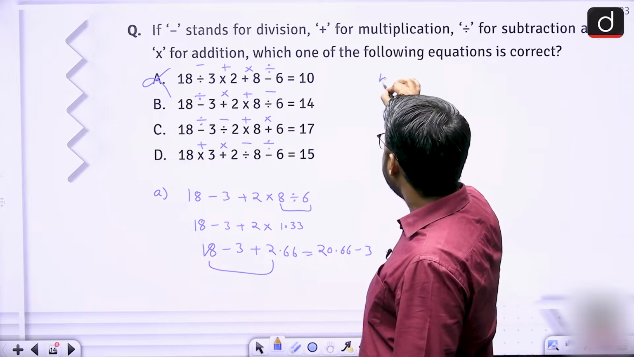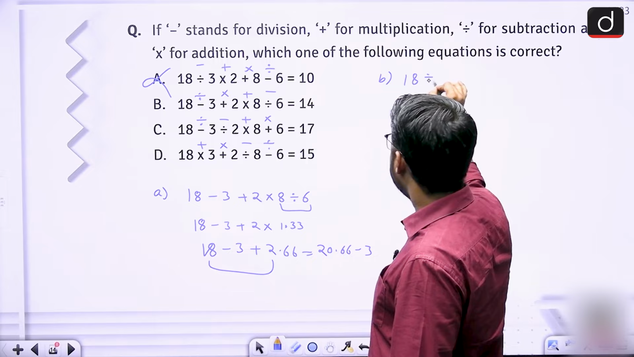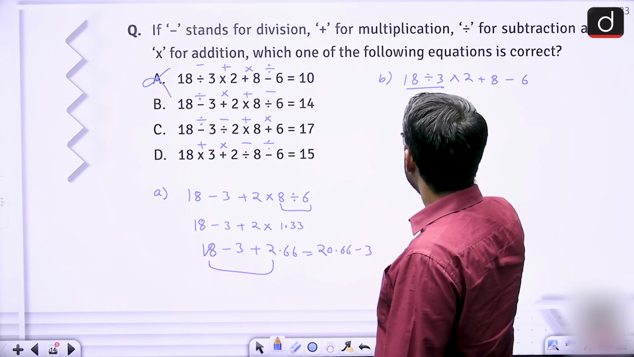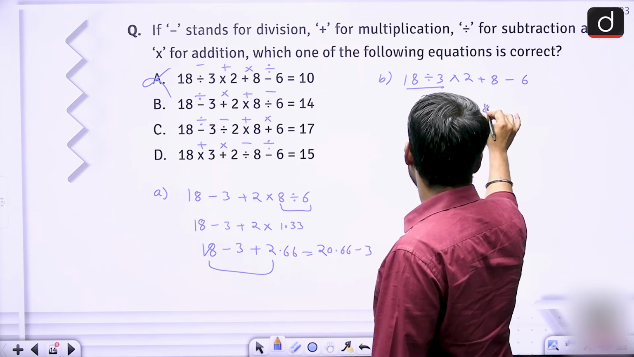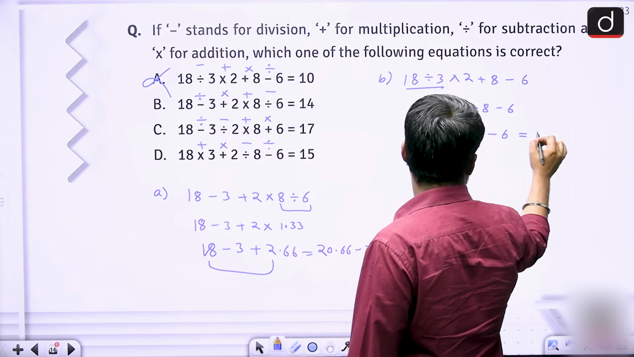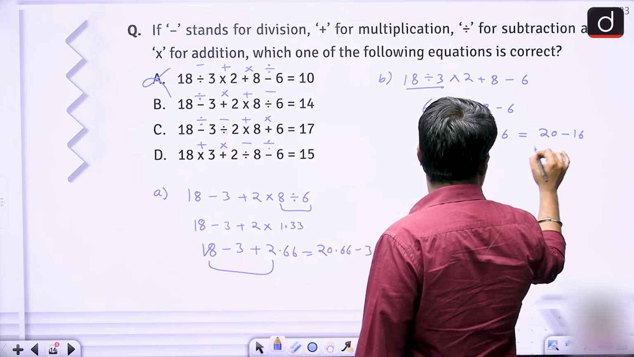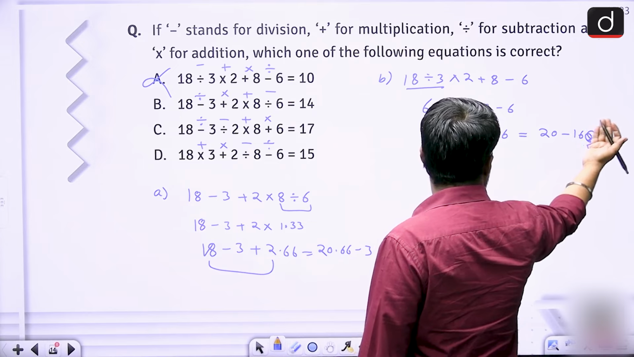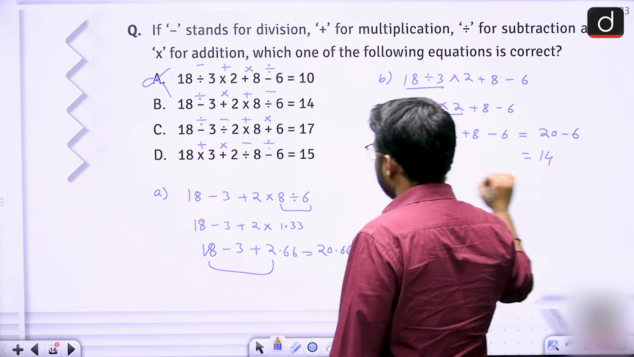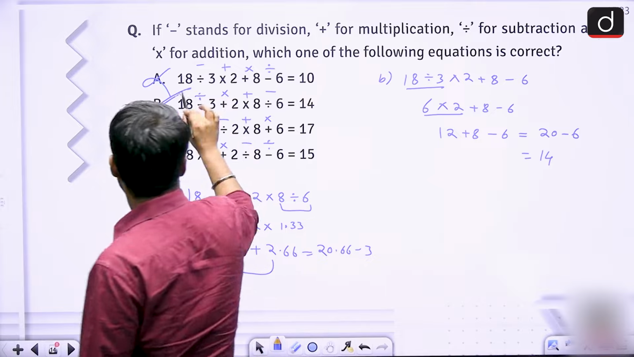Now if I take option B, 18 divided by 3 multiplied by 2 plus 8 minus 6. So 18 divided by 3 is 6, into 2 plus 8 minus 6. 6 into 2 is 12, plus 8 minus 6, 20 minus 6, it will be 14. This will be the correct answer.